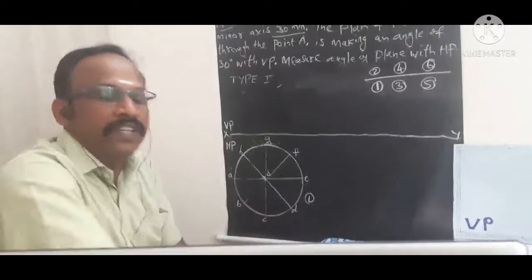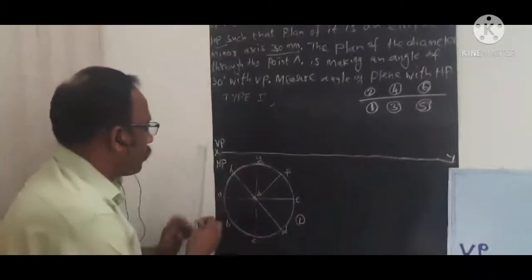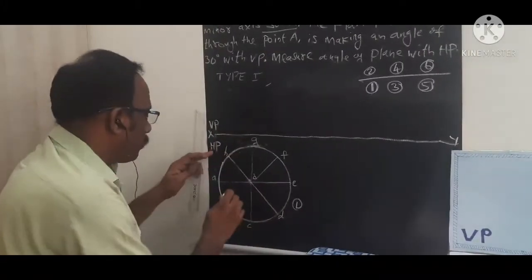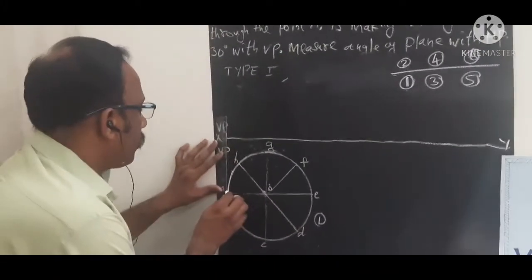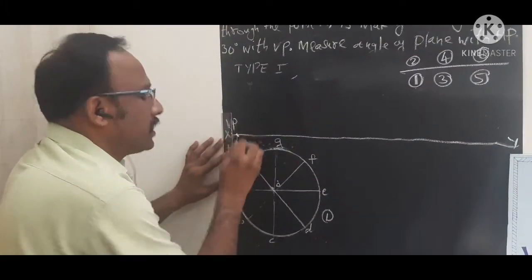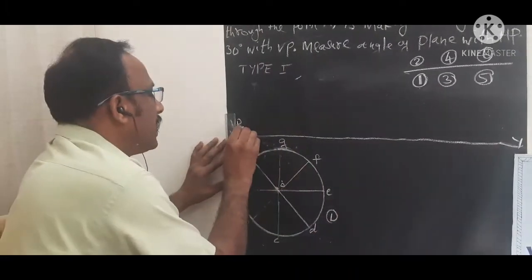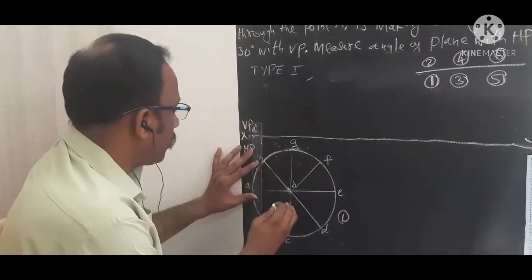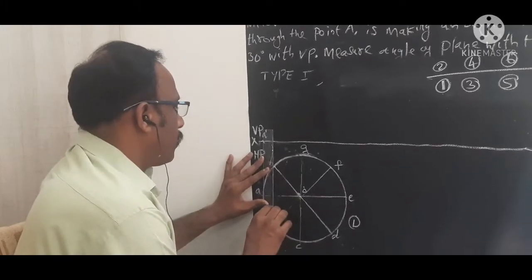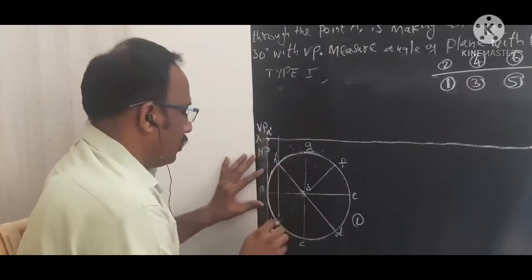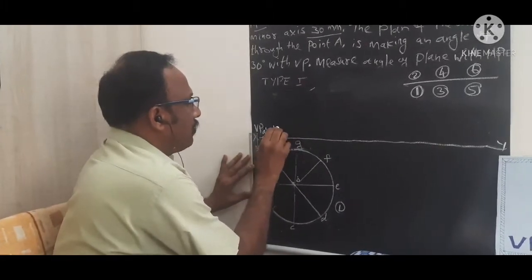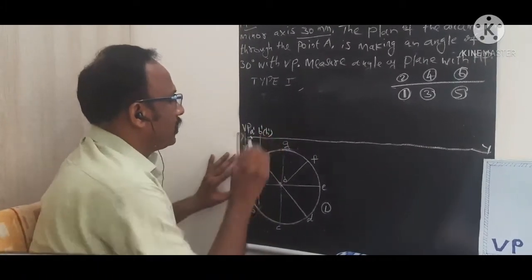For which we need to draw the vertical projectors from all these points. For example, from a, first draw one vertical line. You need to mark this point as a dash. Then we draw the vertical line from this point, so I will call this b dash. h dash is invisible, so I will mark it within brackets.